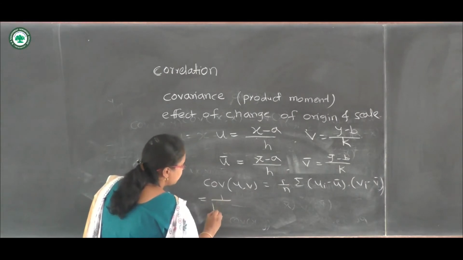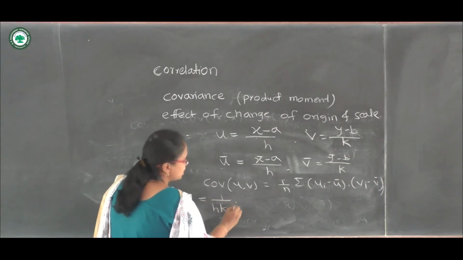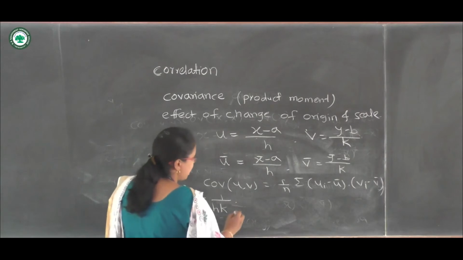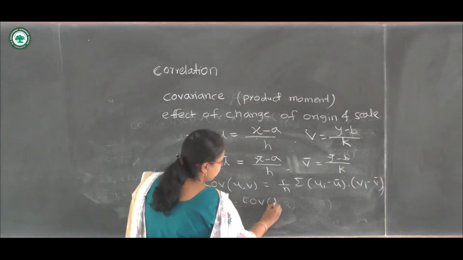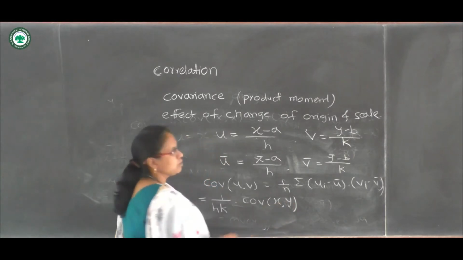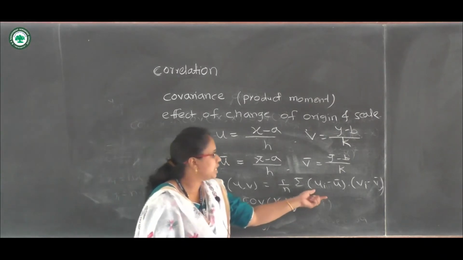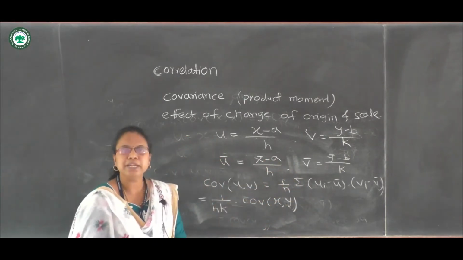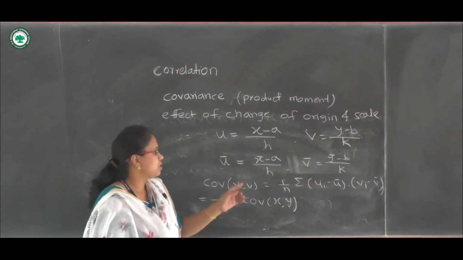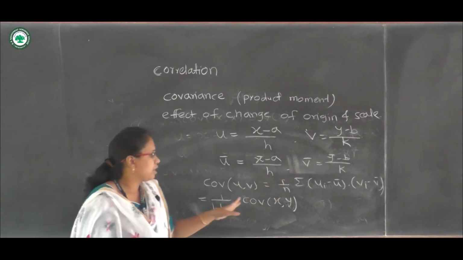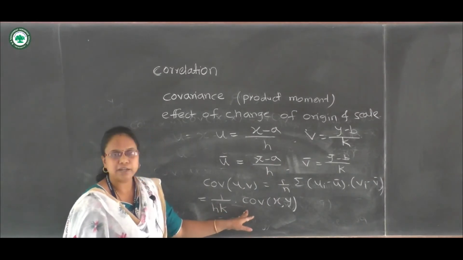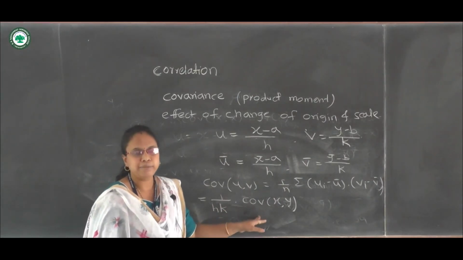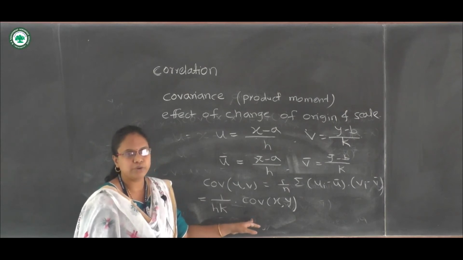We have this. So 1 upon hk, which is the constant, and into this is covariance between x and y. So if we substitute all values, then the constants a and b get cancelled, but the constants h and k will come outside the term covariance. So here we can observe that covariance is affected by change of scale only.